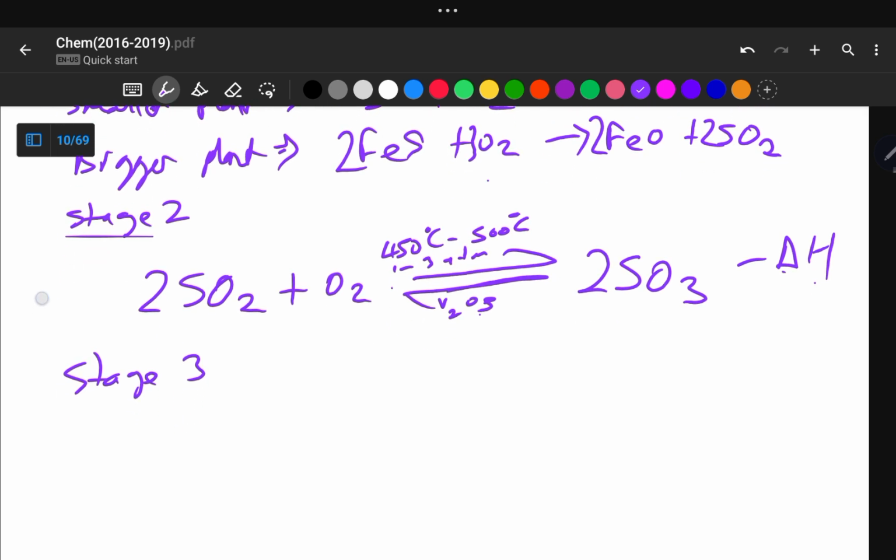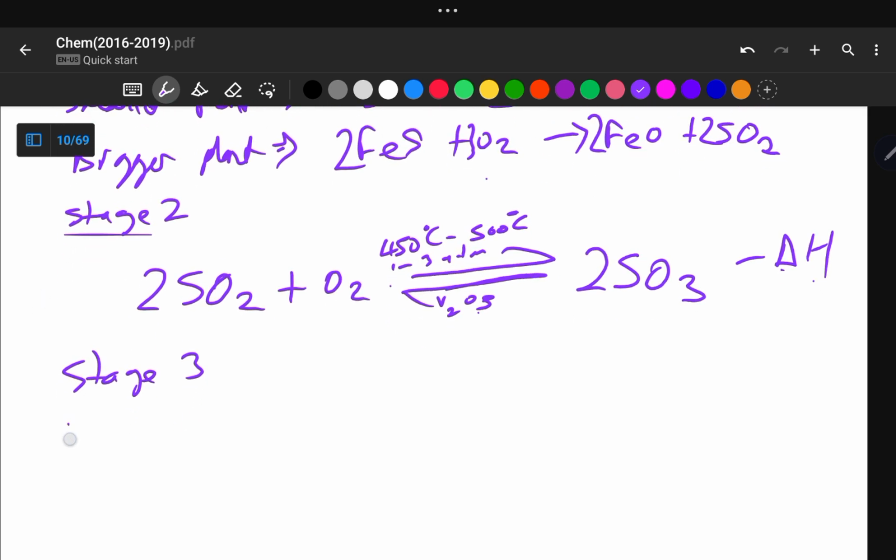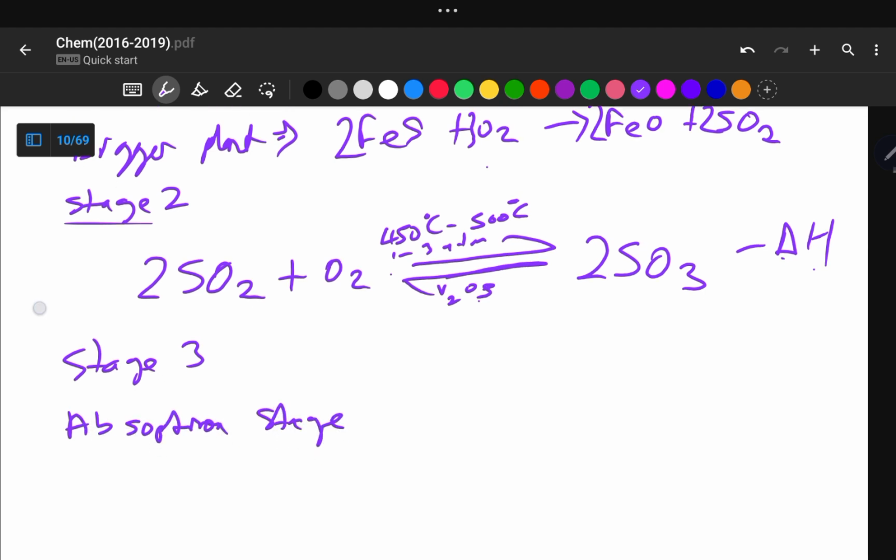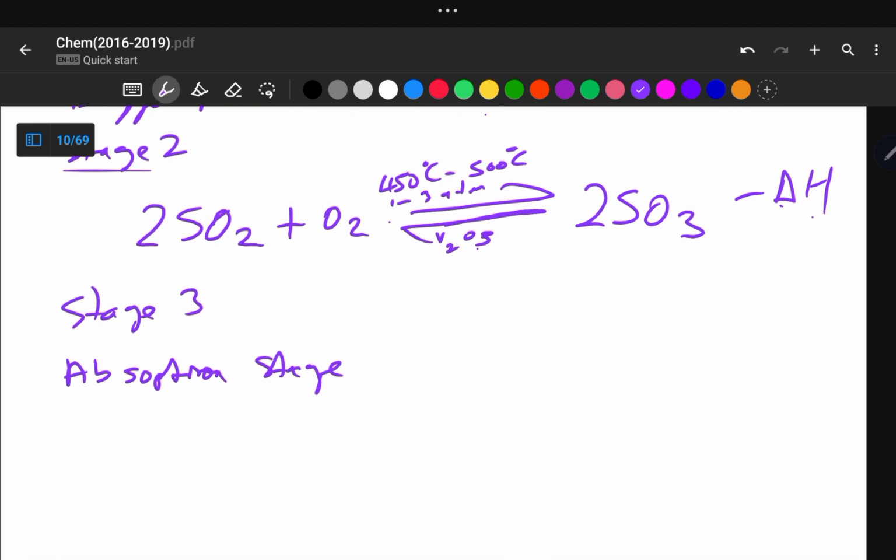So these are the conditions for stage number 2, and we proceed to stage number 3. So stage number 3 is what we call the absorption stage, right? It is the absorption stage where the produced sulfur trioxide is being absorbed in the concentrated sulfuric acid to give what we call the oleum.